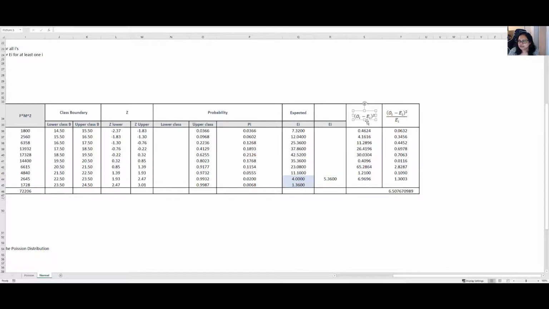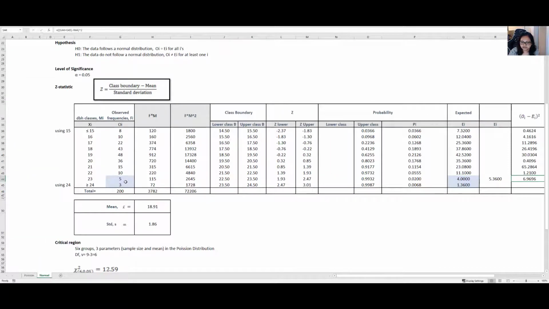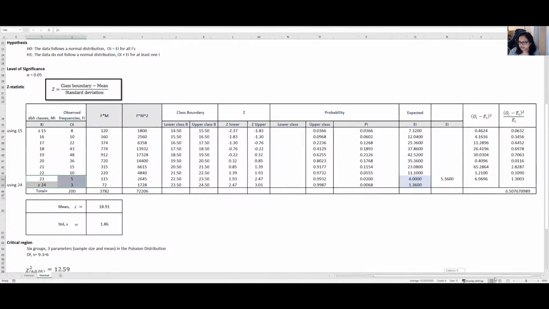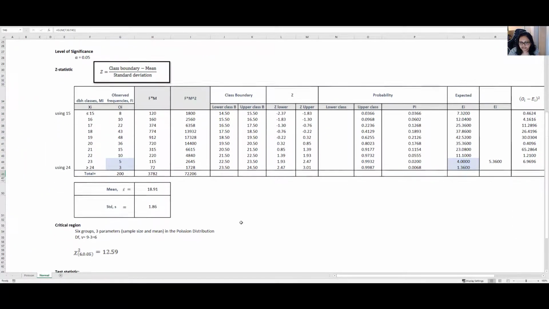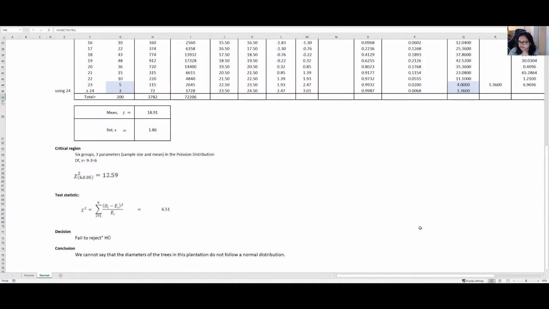Then similarly, like the previous example, I just took the observed minus expected, whole squared. And then for the last one, you can see observed minus expected, but the observed value should be the sum of these two, because we combine the class. And then similarly I found them, and then summed them. It will be a little bit different value in the lesson, because I used more decimals.